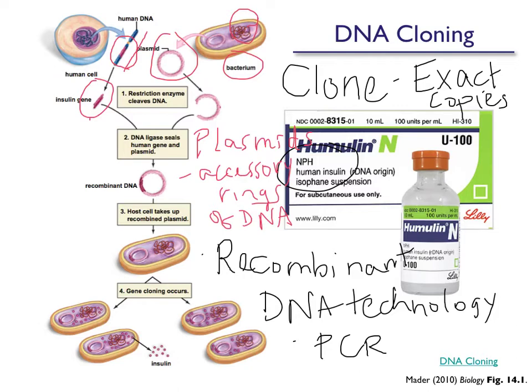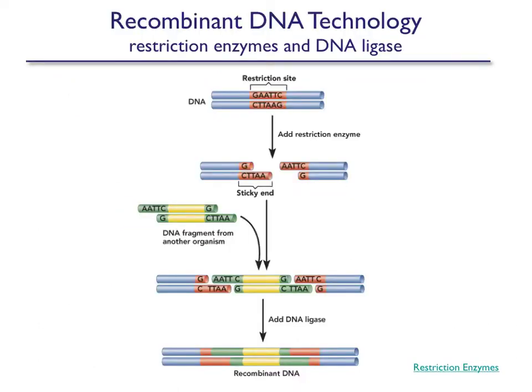In order to do that, we need to talk about some tools called restriction enzymes. One way to splice two pieces of DNA together is to first cut the DNA and then link the two pieces together. To do that, we have some tools called restriction enzymes and another tool called DNA ligase. Restriction enzymes, as enzymes, are proteins, and what they do is bind to DNA and cut the DNA.